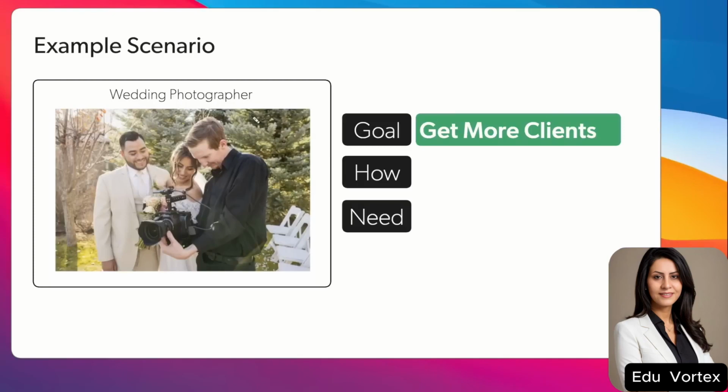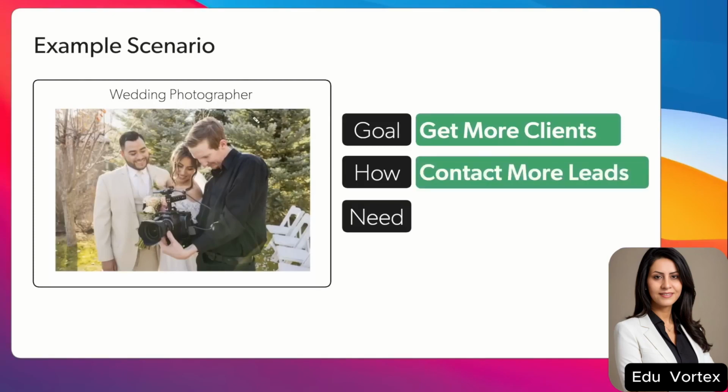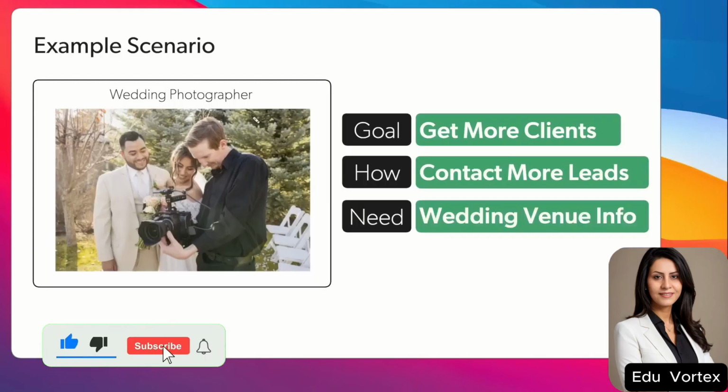How does he want to do this? Well, he wants to go off and just contact more wedding venues to say, hey, I offer these services and I would be happy to help. So what he needs from us is to go off and grab wedding venue information from common wedding venue websites. So in our case, what that means is we're going to say, yes, I will happily go off and build you a scraper for a price, obviously, but here's exactly what we're going to do.